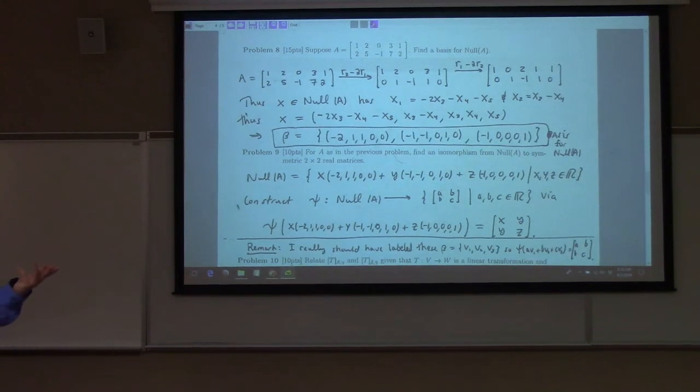That means there's lots of different choices for isomorphism, right? Because you could map the first to the first, and the second to the second, and the third to the third, or you could map the first to the third, the second to the second. I mean, there's lots of permutations of the one basis to the other. But here's what I did. I said, okay, I'm going to map this linear combination, right? Here's my arbitrary vector in the null space, and I'm just going to map it to this 2 by 2 symmetric matrix.